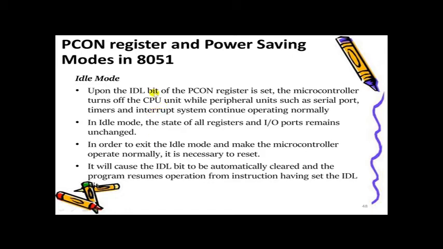I'll repeat. In idle mode, the idle bit of PCON is set, that means it is set as 1. The microcontroller turns off the central processing unit, while the peripheral units such as serial ports, timers, and interrupt systems continue operating normally. And in idle mode, the state of all registers and input-output ports remains unchanged.